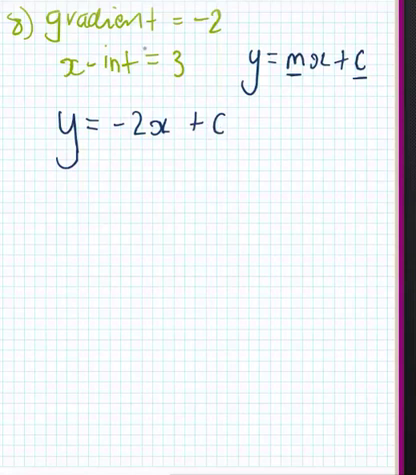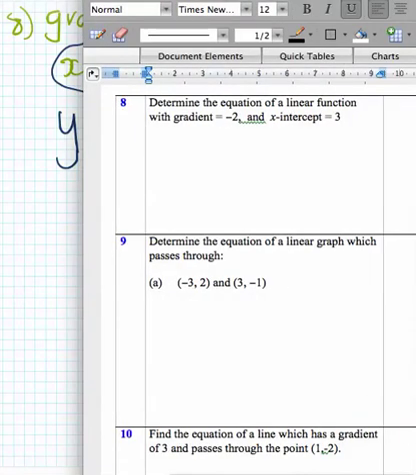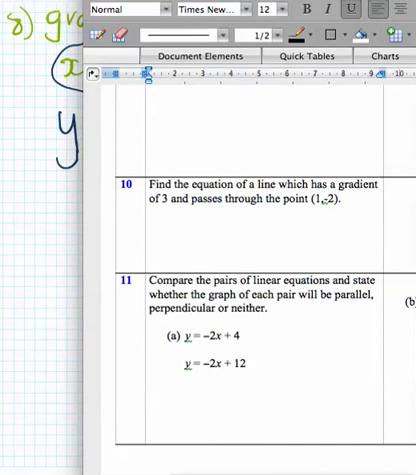And now the other bit of information is this. It tells us the x-intercept equals 3. Now to do this, we know that we have to be given a point to sub in the x and y value and then solve for c. But there is no point given to us that's quite visible. If I compare this to question 10, I can see they actually give me a point which I can use.